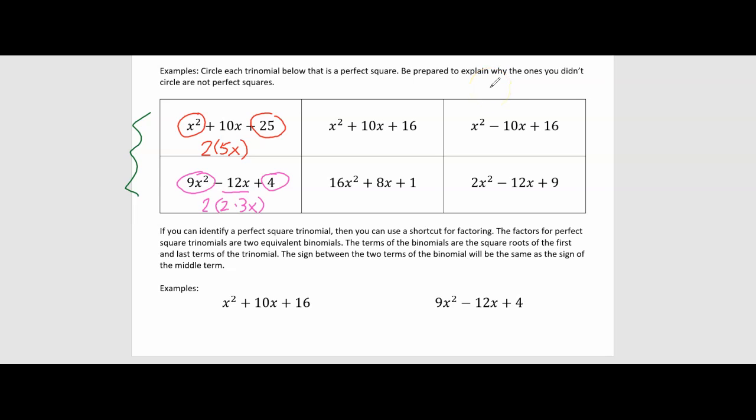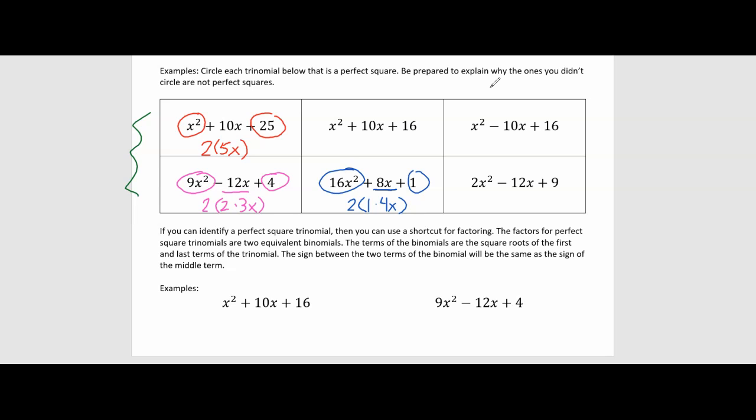Finally, let's do this one in blue. 16x squared is a perfect square, because I just get 4x. 1 is a perfect square, because the square root of 1 is just 1. Do I get 8x? Well, 2 times the square root of 1 times the square root of 16x squared, which is 4x. That does indeed give me 8x, so we are good.